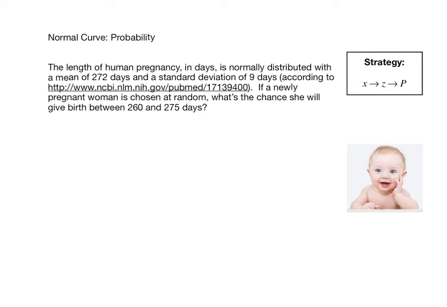So first, these are raw data values. We've got x equals 260, and we've got x equals 275. According to our strategy, we're going to need to convert those raw data values to z-scores. We'll do that first. So we have 2 z-scores to compute here. So we've got z equals 260 minus the mean, which is 272, divided by the standard deviation, which is 9. And here we get negative 12 divided by 9 is approximately negative 1.33.